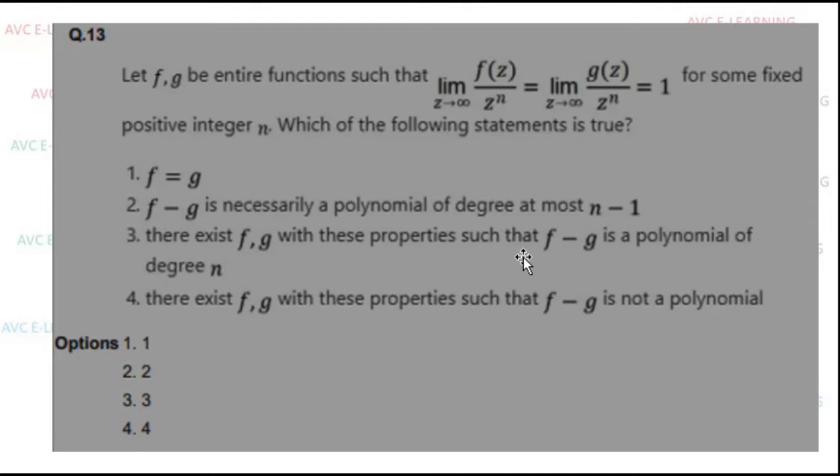Let f, g be entire functions such that limit z tending to infinity f of z by z power n equals limit z tending to infinity g of z by z power n equals 1 for some fixed positive integer n. Then which of the following statements is true? These are the options. Now we will go to the solution of this question.